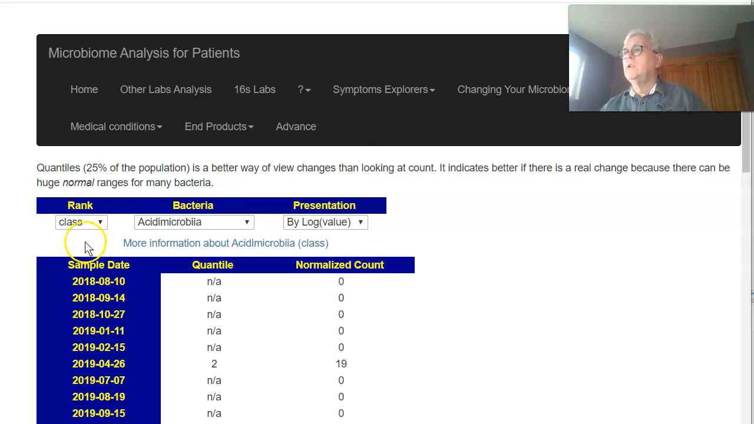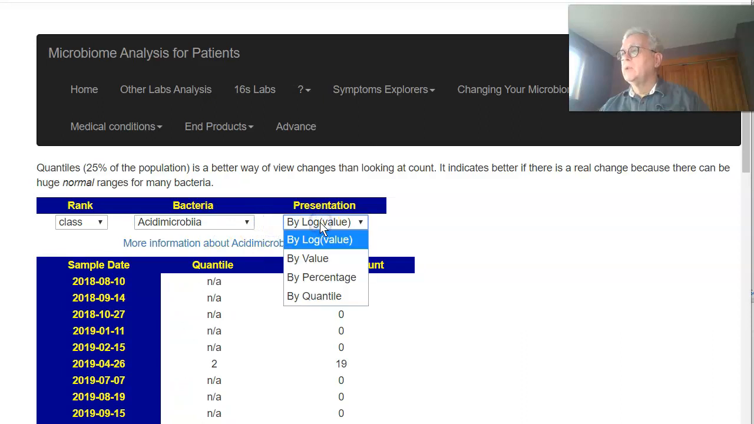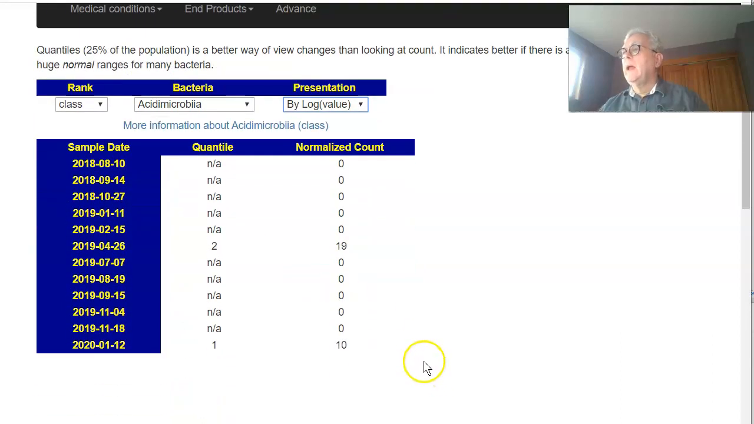which goes, and at the top you see the class or whatever rank it is, and then you see the names, and then you have a variety of presentations. And usually what happens is the top table shows what the counts are, and which one of the 4 quarters of the population it falls in. For example, 1 means it's the bottom 25% of people who report this bacteria. 2 indicates the 25 to 50 percentile, etc.